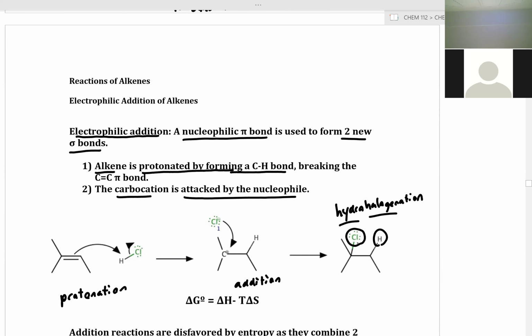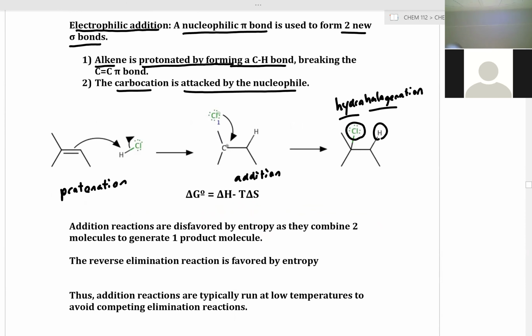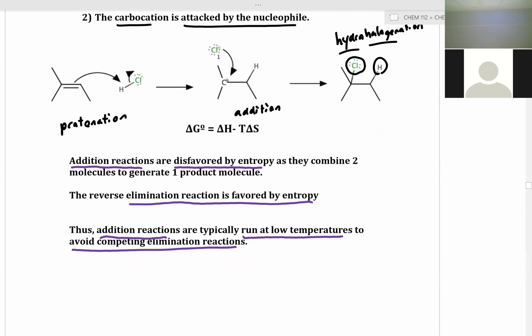Perfect. Now, remember in our discussion of entropy and enthalpy, we noted that addition reactions are disfavored by entropy, and elimination is favored by entropy. So generally, addition reactions are run at low temperatures to avoid competing elimination. Most addition reactions that you'll see in the literature are run pretty cold, just to avoid accidentally eliminating your halogen.